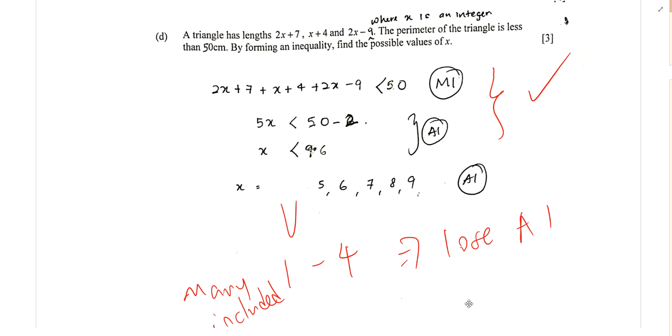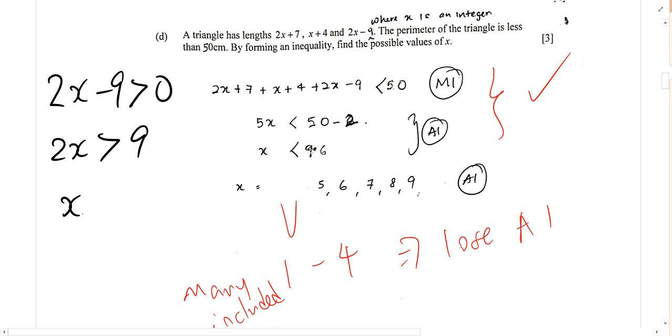This length over here must be greater than 0, right? You can't have a length that is less than 0. You can't have a length that is 0, in fact. So in this case, 2x minus 9 has to be greater than 0 as well. 2x must be greater than 9. X must be greater than 9 over 2, which is x greater than 4.5. That's why the smallest value of x is 5. Get it? So must use some common sense. You think you get this part, you got the correct answer already? Not yet. You need to substitute back inside to see whether everything makes sense or not. So you lose an answer mark over here.